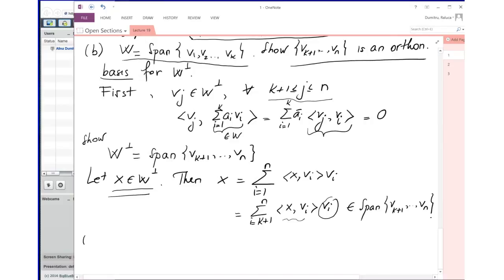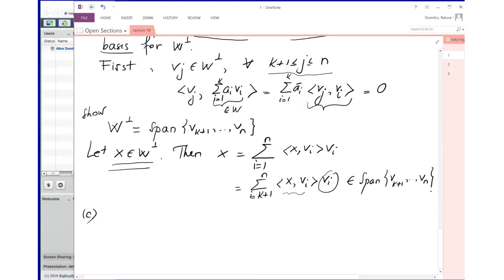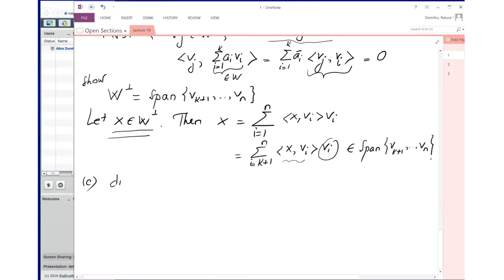And finally, again, if you think about that R3 idea, right, we have the xy plane, dimension 2, the z-axis, dimension 1, the sum ends up being 3, right, which is the dimension of R3, so it makes sense.